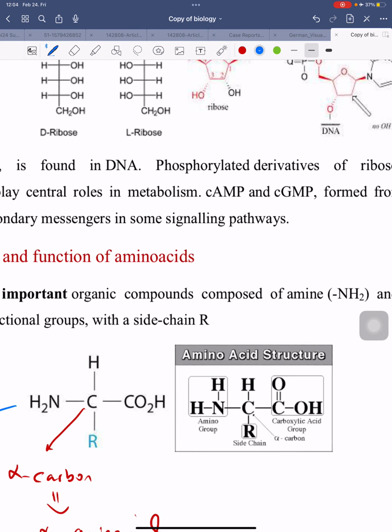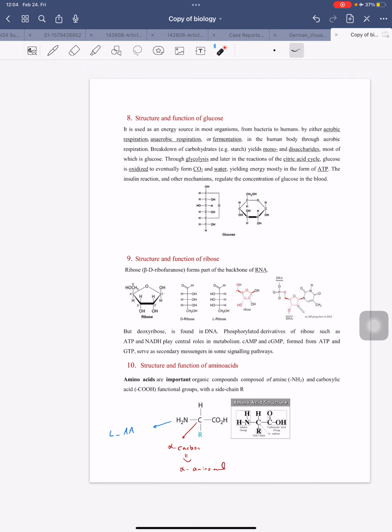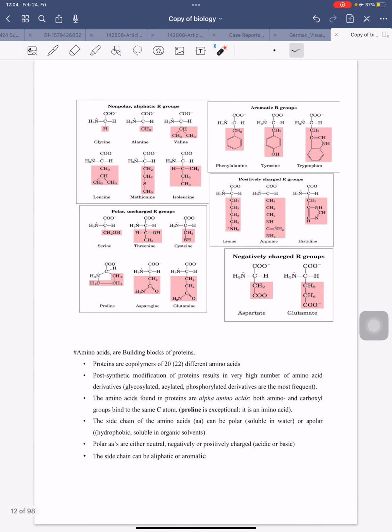As I see in this picture, I can show here the amine group on the left, the R group side chain, hydrogen, the alpha carbon in the center, and the carboxylic acid group. Now we classify the amino acids. Amino acids can be classified mainly into two groups, polar and non-polar.